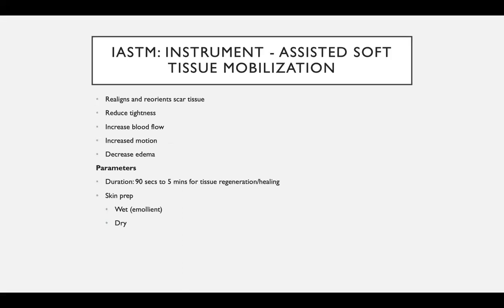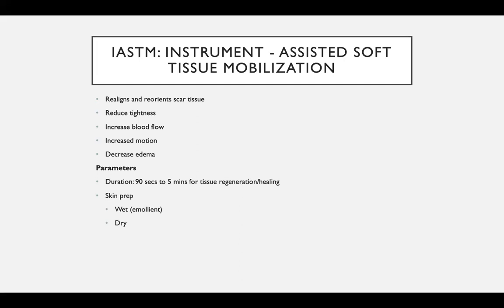Instrument assisted soft tissue mobilization may mean any type of soft tissue mobilization used with an instrument. This could be scraping, this could be cupping, but today we're going to talk specifically about scraping. The benefits of instrument assisted soft tissue mobilization are realigning and reorienting scar tissue, reducing tightness, increasing blood flow, increasing motion, and decreasing edema. Again, we're going to talk specifically about scraping today.